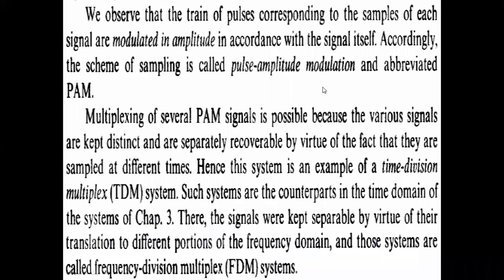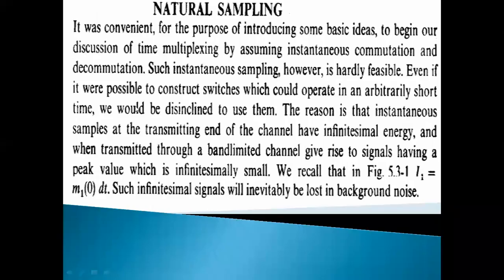So we observe that the train of pulses corresponding to the samples of each signal are modulated in amplitude in accordance with the signal itself. Okay. The amplitude can be varied. Accordingly, the scheme of sampling is called pulse amplitude modulation, or abbreviated as PAM. Okay. Now, let us go for natural sampling.